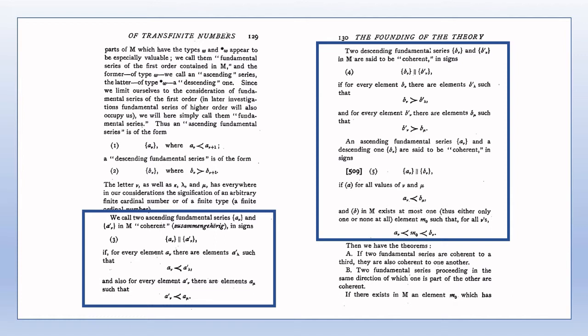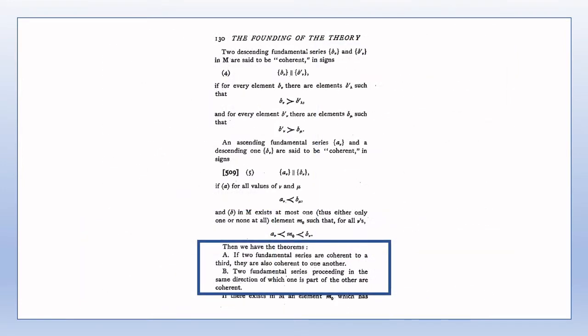Similar ideas apply to coherent descending fundamental series, that for each element of one of the series there are elements of the second series of lesser rank than it. Again, the elements of both series must be taken from the same aggregate. Theorem A says that coherence of series is a transitive relation. Clearly, we must have that coherence is also a reflexive and symmetric relation between fundamental series.